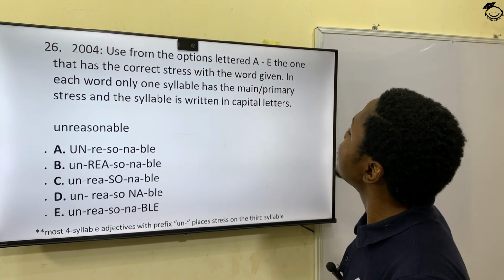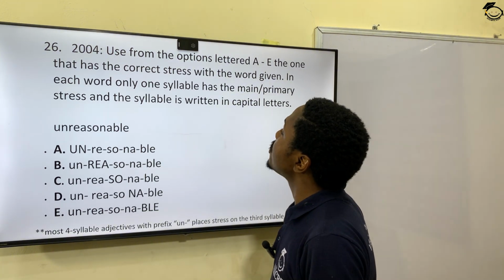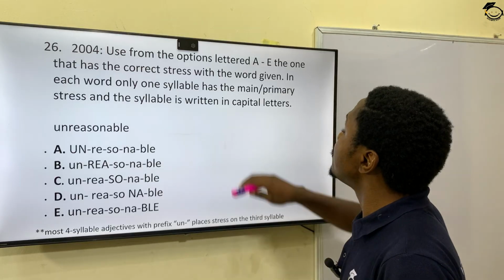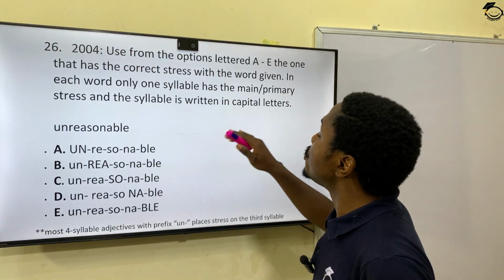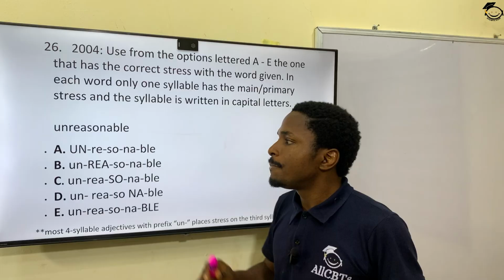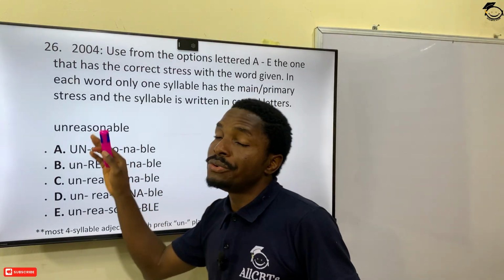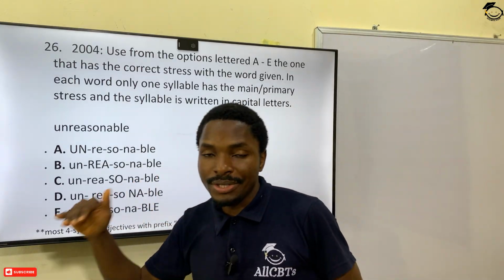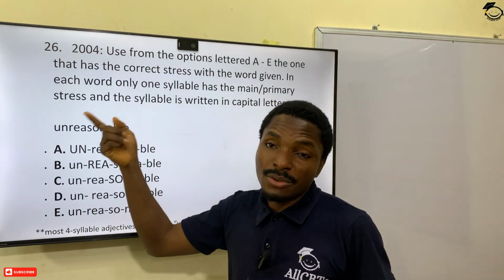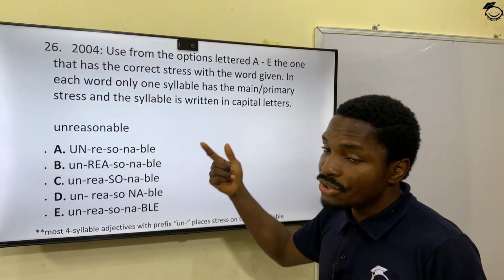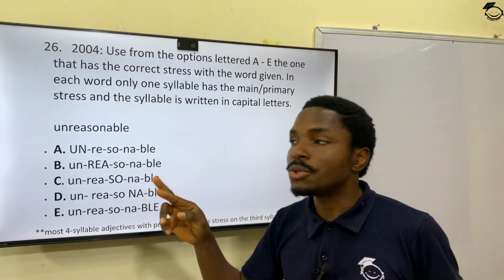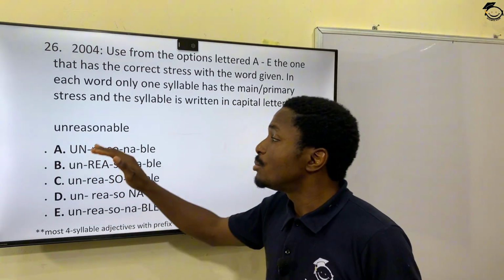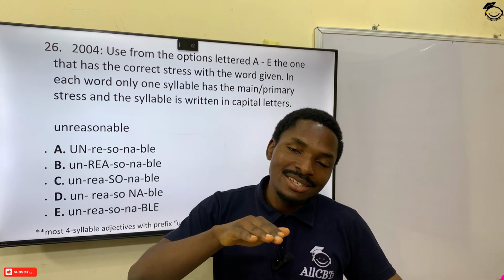26 now from 2004. Use from the options lettered A to E the one that has the correct stress with the word given. In each word, only one syllable has the main primary stress, and the syllable is written in capital letter. What's the word? Unreasonable. So where is the stress on unreasonable? I've often said that with stress, there are two things. One, you need to know how to pronounce the word. If you don't know how to pronounce the word, how do you know where the stress is on the word?